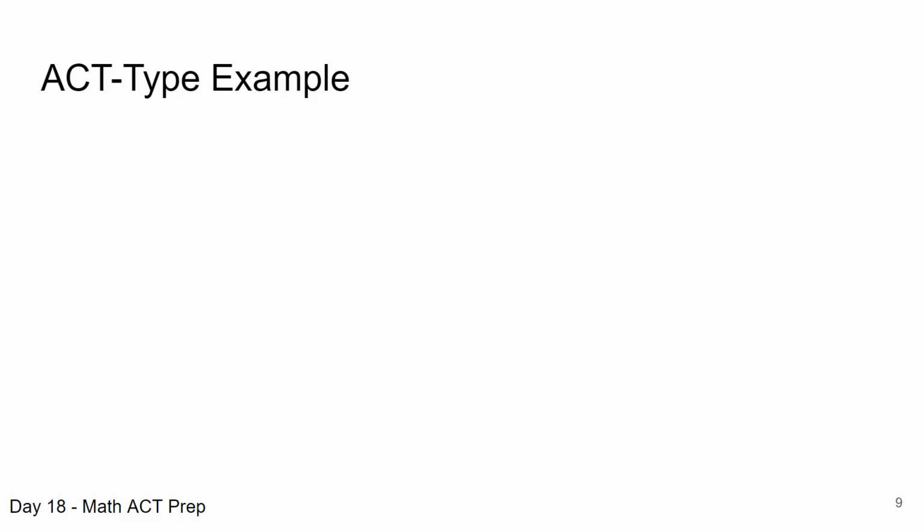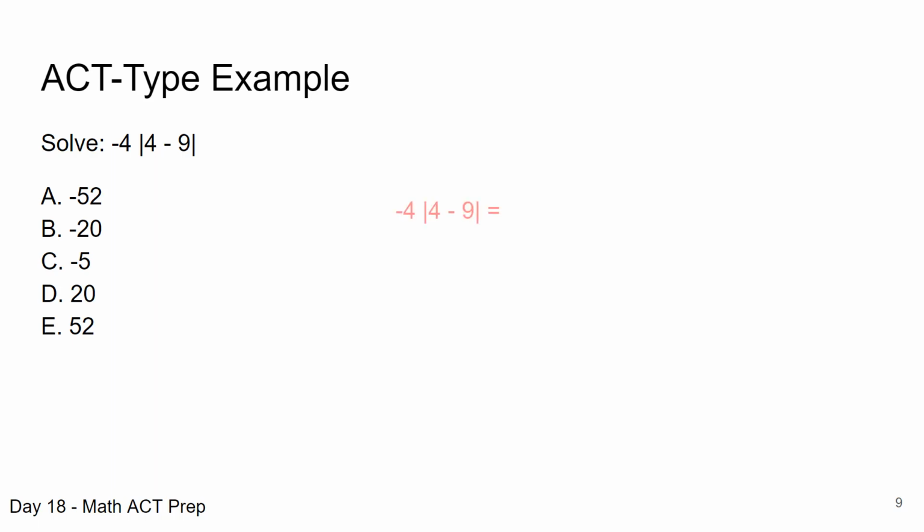But now let's take a look at an ACT type example. This particular example has to do with absolute value, so you can pause the video here and solve this expression. So this being an absolute value, we're going to work in pieces. We begin with what we're given, -4 times the absolute value of 4 minus 9. I always go with let's work inward, sort of like how we work with parentheses. First we want to take care of what's inside the absolute value, and 4 minus 9 is a -5.